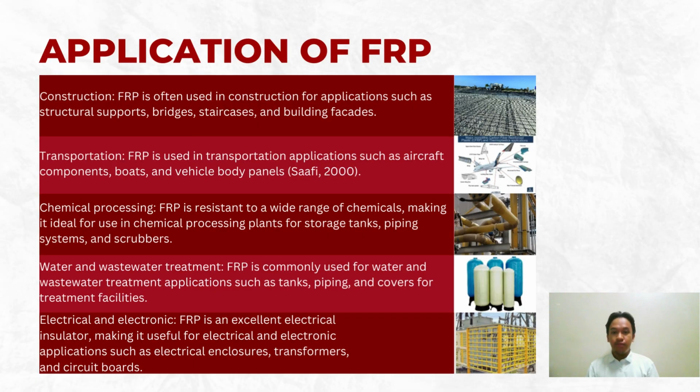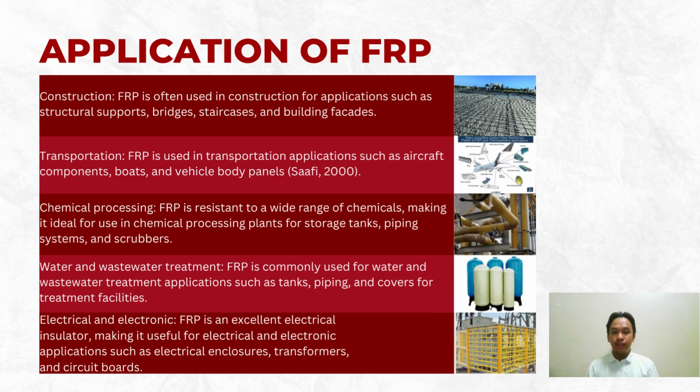The next one is the application of FRP. The first one is construction. FRP is often used in construction for applications such as structural support, bridges, staircases, and building facades. The next one is transportation. FRP is used in transportation applications such as aircraft components, boats, and vehicle body panels.